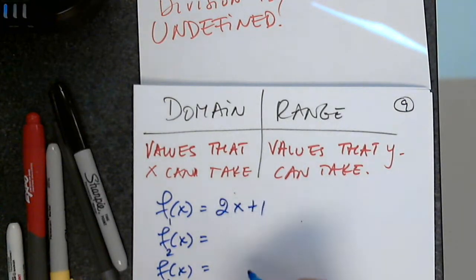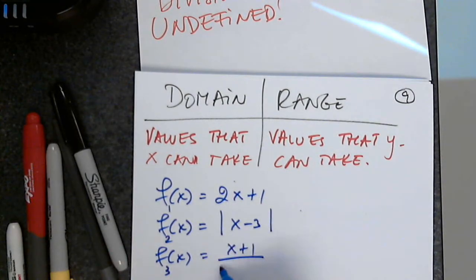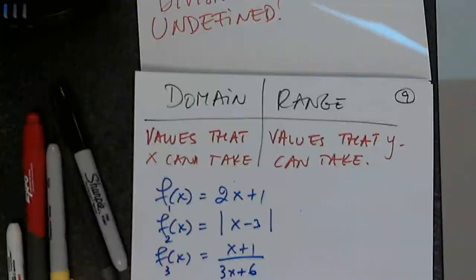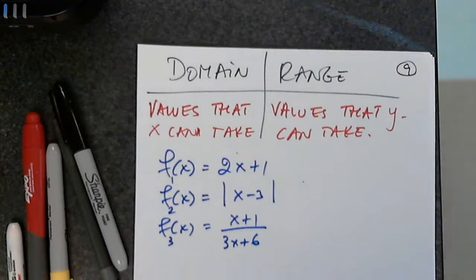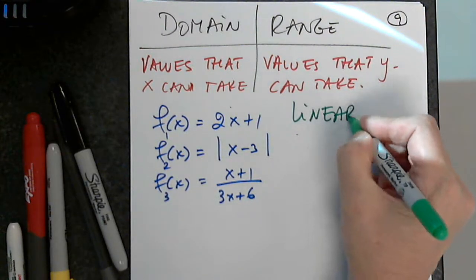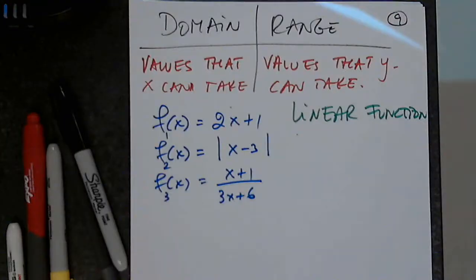So 2x plus 1, the absolute value of x minus 3. And I want to come back to that function x plus 1 over 3x plus 6. So these are three different functions. I hope you agree. They don't look alike at all. Okay, what type of function do you think is the first one? Actually, that's probably the only one we know from previous experience with math. Yes, it's a linear function. You're right, linear.